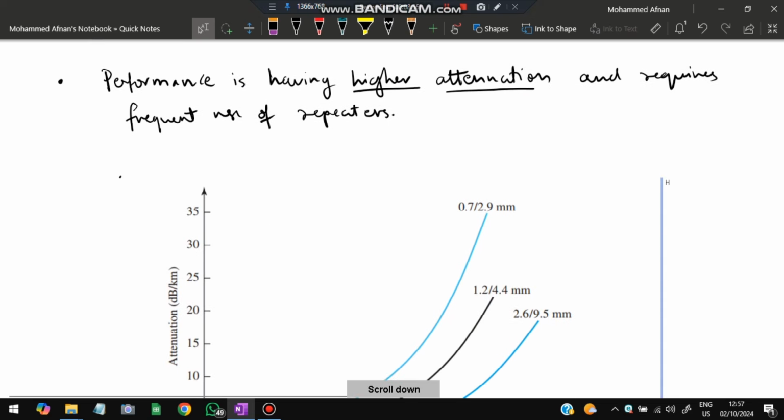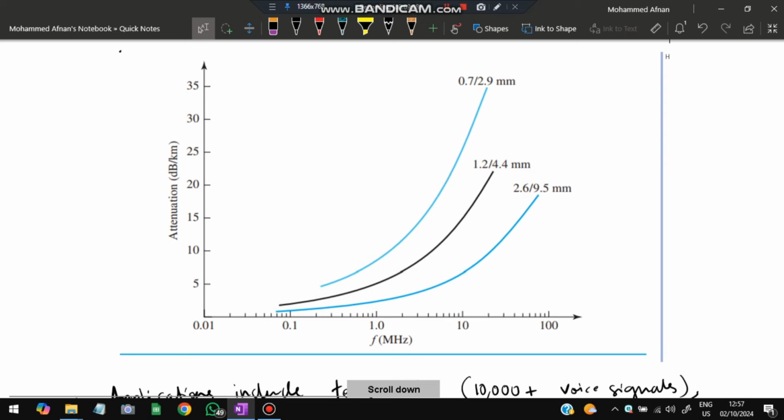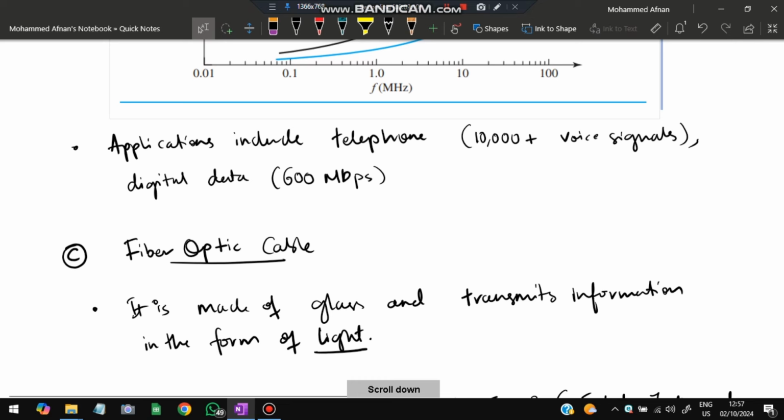Okay. The performance aspect of it is that it has higher attenuation, meaning more losses than the twisted pair cable, because it has a higher bandwidth. It's obvious that if more data is transferred, there will be more losses, right? And this is the graph for it, you can go through it. The applications include the telephone, and it's a very high range, like 10,000 plus voice signals can be transferred at a single given time, and digital data can also be transferred at 600 Mbps.